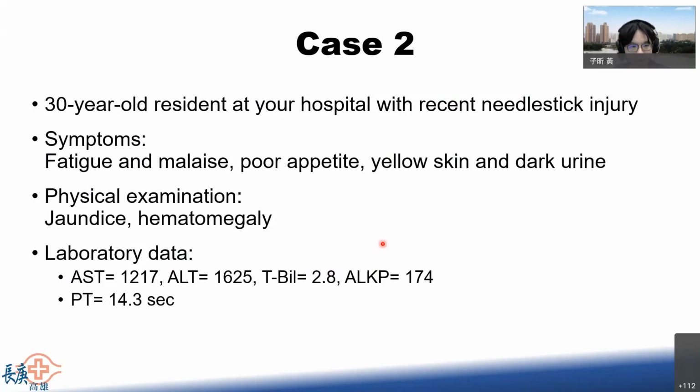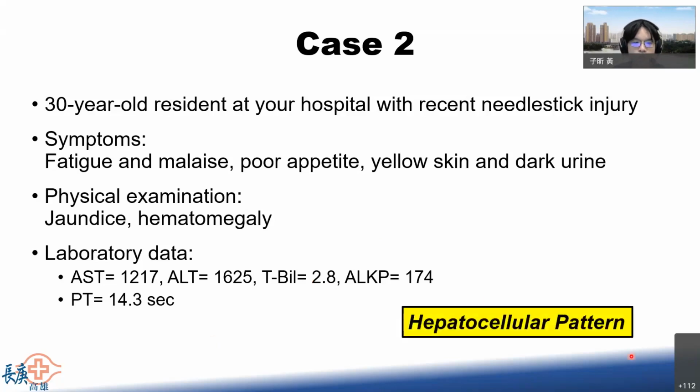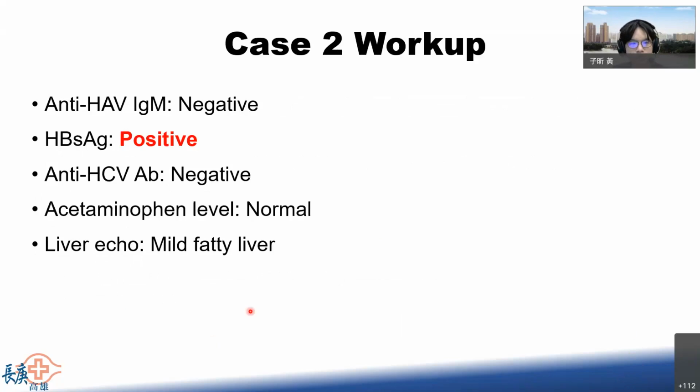He's a hospital worker, and right now you see that AST is 1,217, ALT is 1,600, and total bilirubin is slightly elevated, 2.8. Alkaline phosphatase is 174, and the PT is prolonged, 14.3 seconds. So we know now that this is a hepatocellular pattern. So what do you think of?